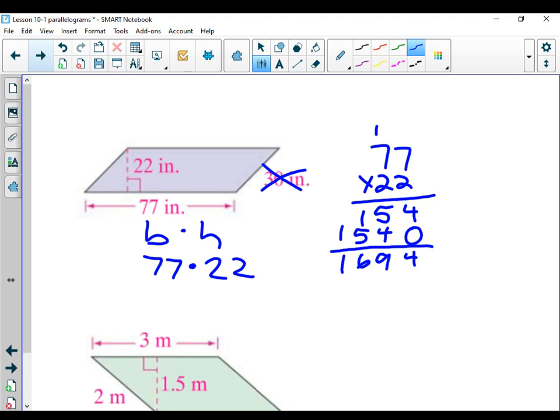How should I label it? Inches squared. We're gonna forget. That's why we're just trying to remind each other. We're out of practice.